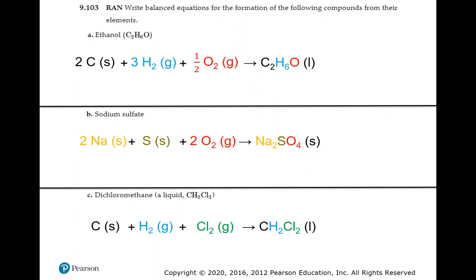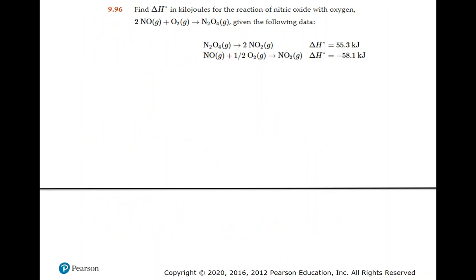Alright, hopefully by doing those examples, this is starting to make sense. Let's look at another example out of the end of chapter 9 in your book, which is this problem here, which asks you to find the standard enthalpy change in kilojoules for the reaction of nitric oxide with oxygen, and they show us what that equation is.